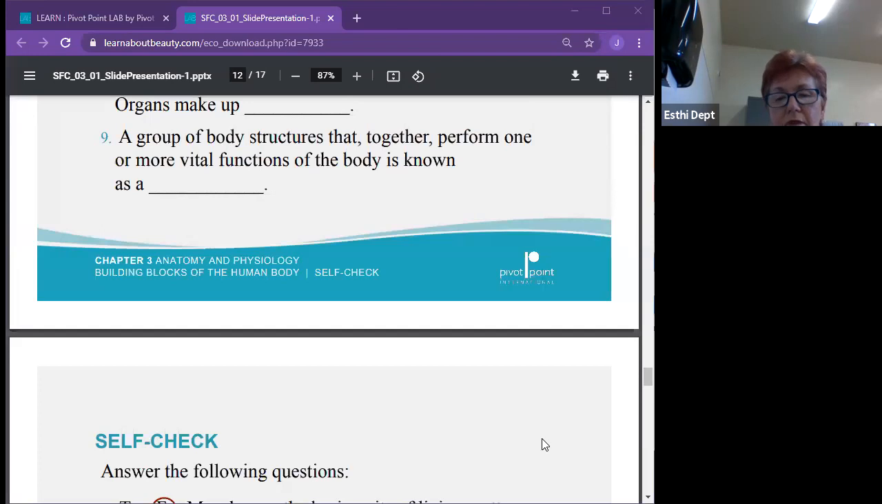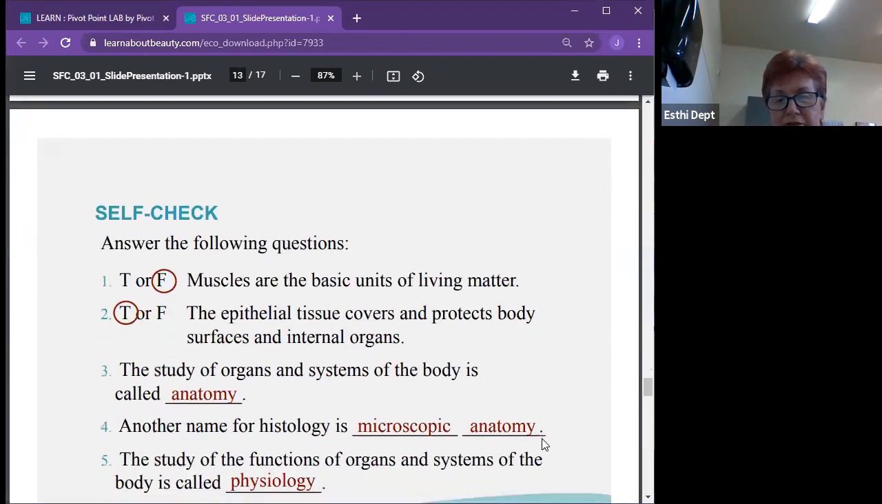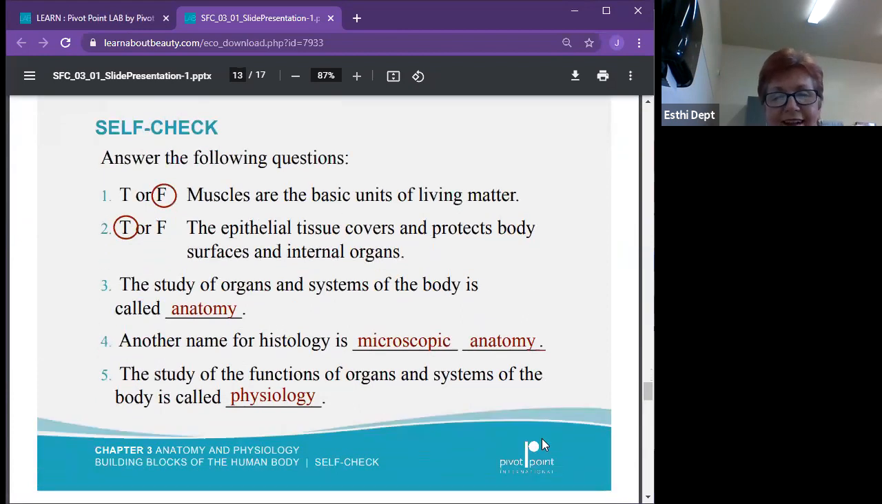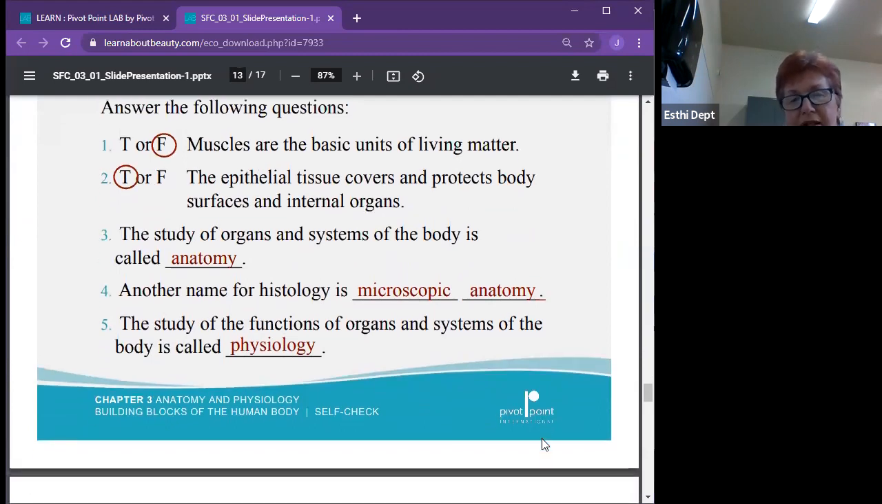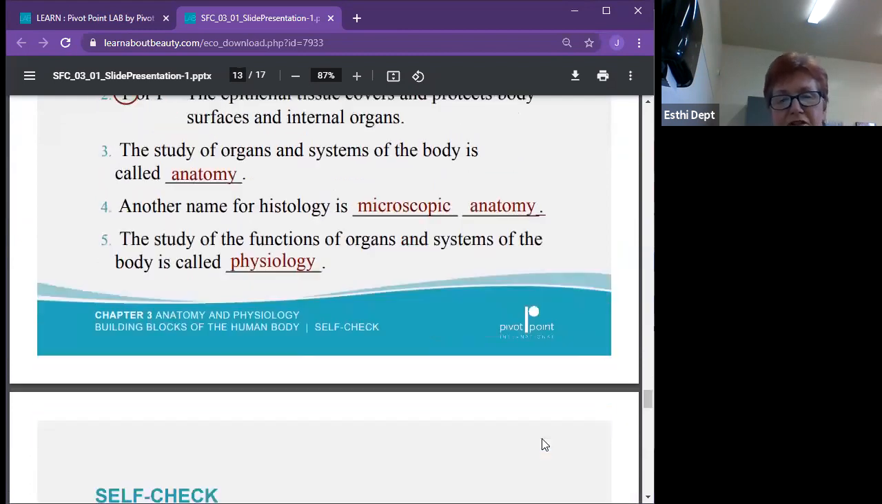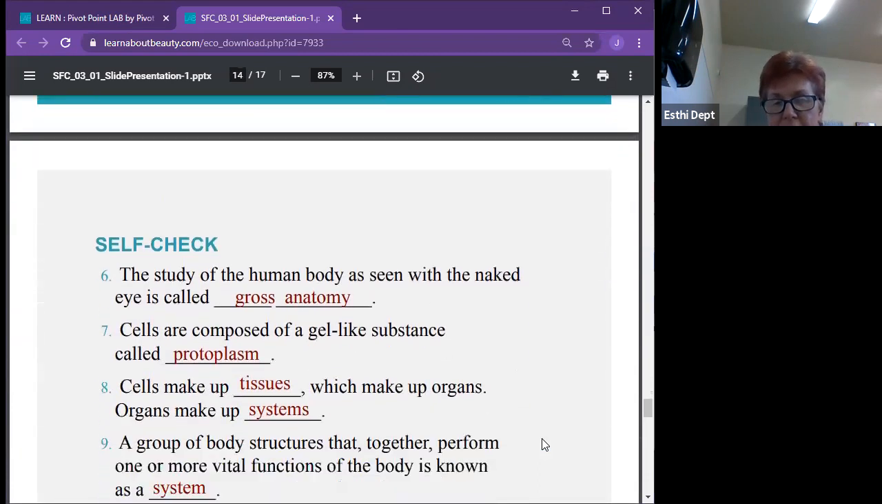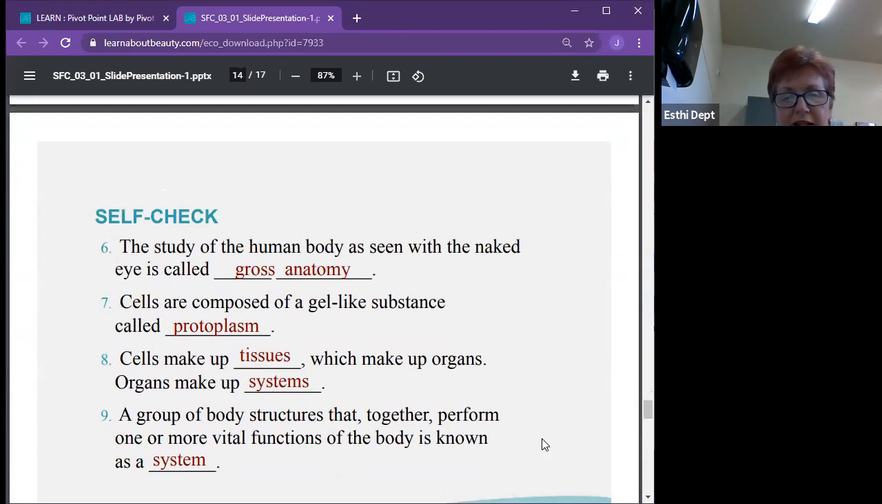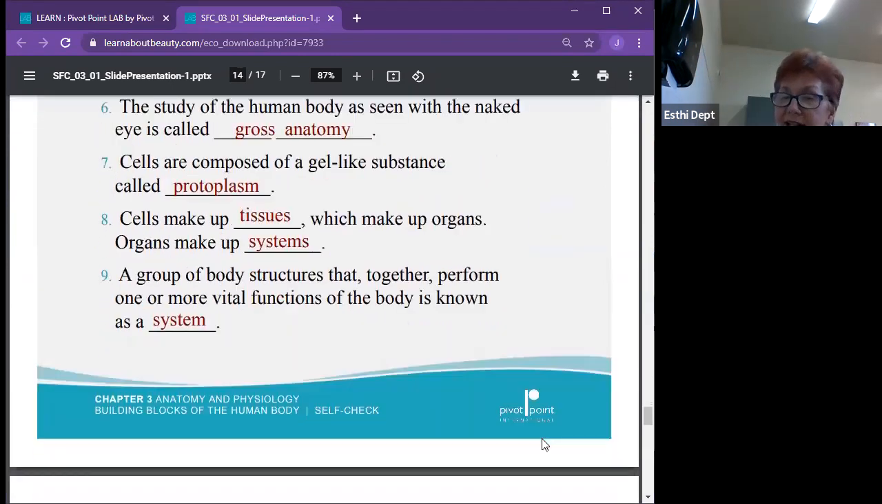Okay. So here are our answers. Muscles are not the basic units. Epithelial was true. Study of the organs and systems was anatomy. Histology is microscopic anatomy, and functions was physiology. Gross anatomy was what we could see with the naked eye. The cells had protoplasm. The cells make up tissues. The organs make up systems, and the body structures is a system also.